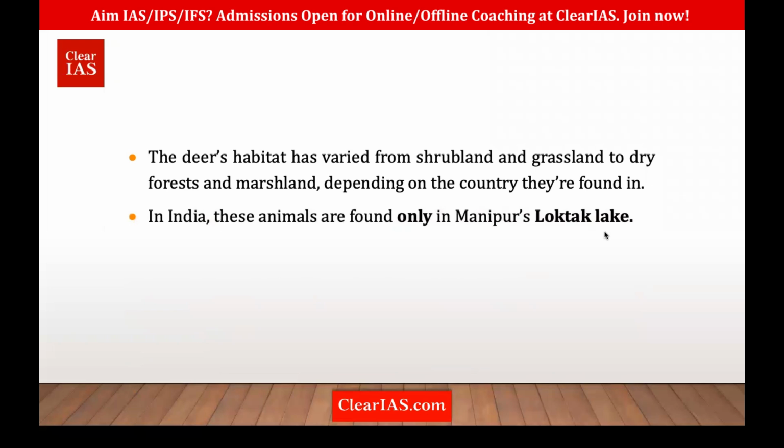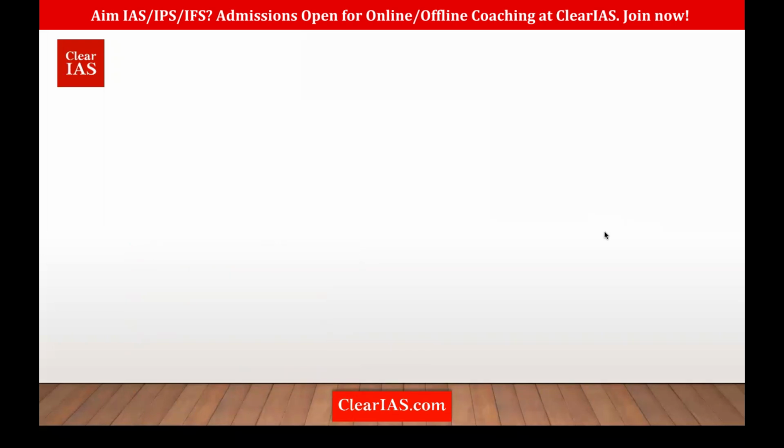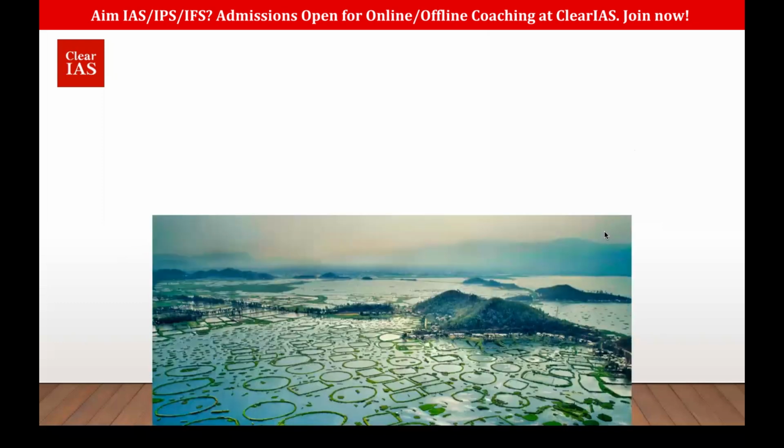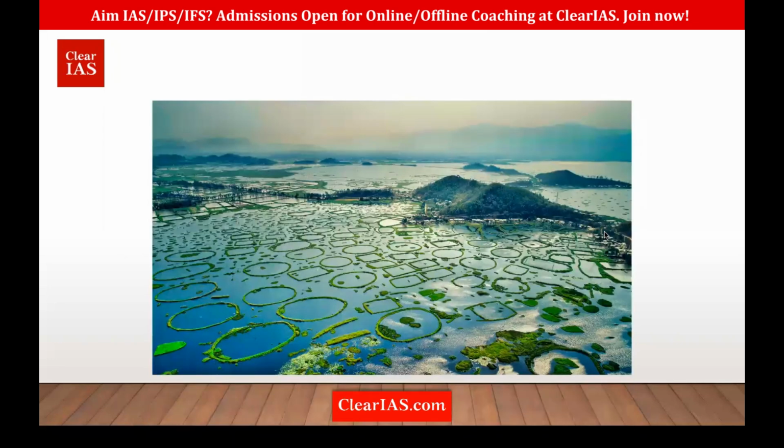And in India, it's found only in Manipur's Loktak Lake. And in IUCN, it is listed as an endangered species. So that is about the dancing deer. And this is what I've spoken about the Fumdis.